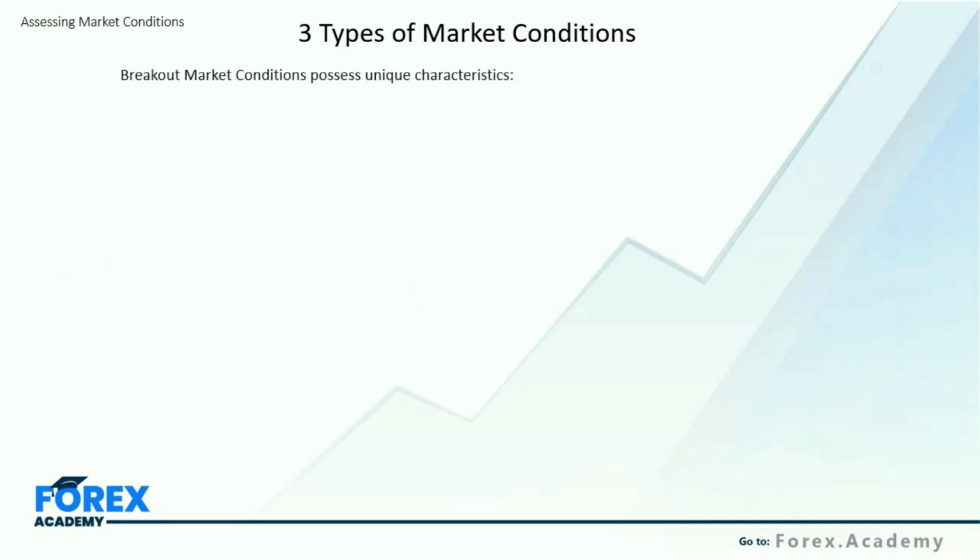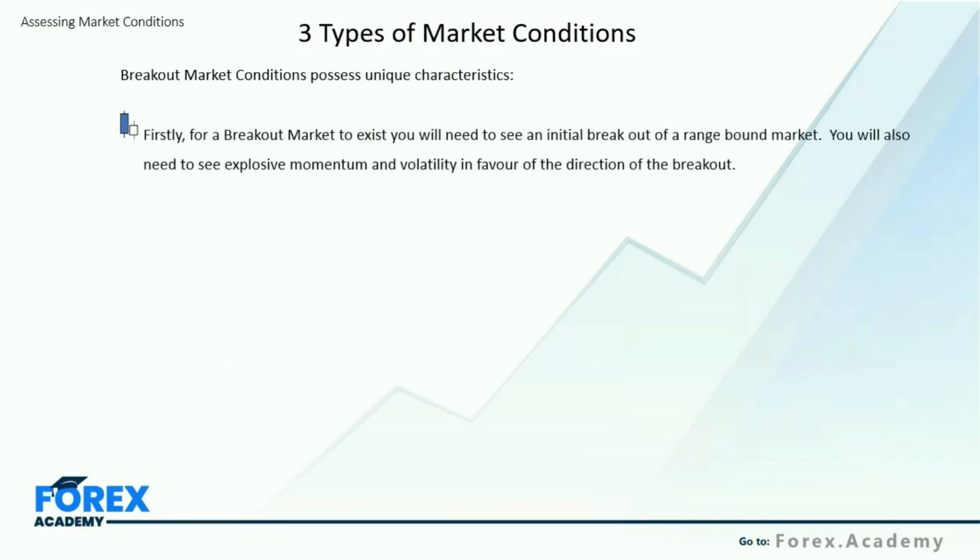So the next type of market condition we're going to look at is our breakout market condition. And again, these possess unique characteristics. So firstly, for a breakout market to exist, you will need to see an initial breakout of a range-bound market. So all breakouts occur from range-bound markets. So straight away, hopefully you can see the transition from one market condition to another. You will also need to see explosive momentum and volatility in favor of the direction of that particular breakout.